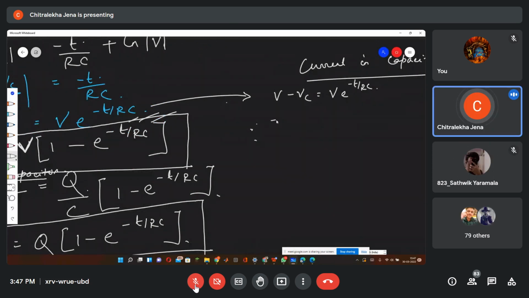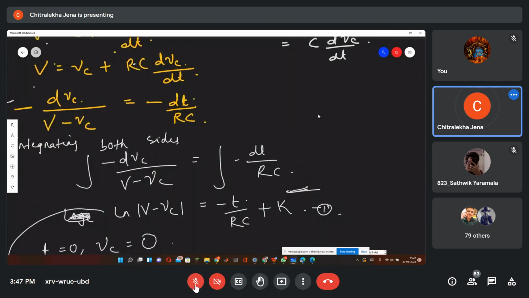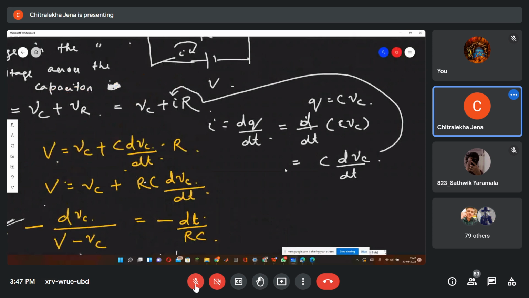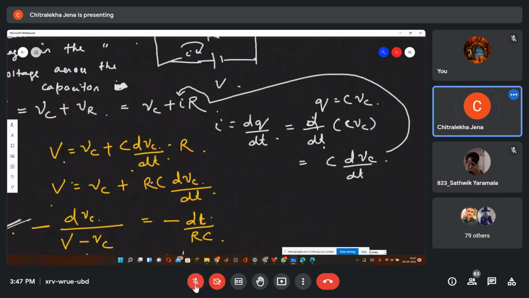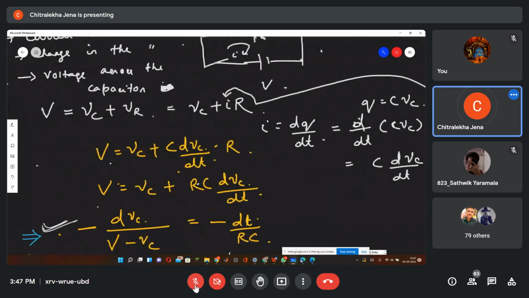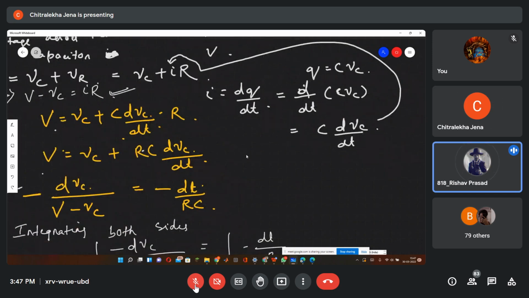So from this you find out V minus Vc. Where have I written? From here, can I write this from this one? V minus Vc is equal to IR? Yes or no? Tell me. This one I can write down. Got it or not, all of you? Yes, ma'am.